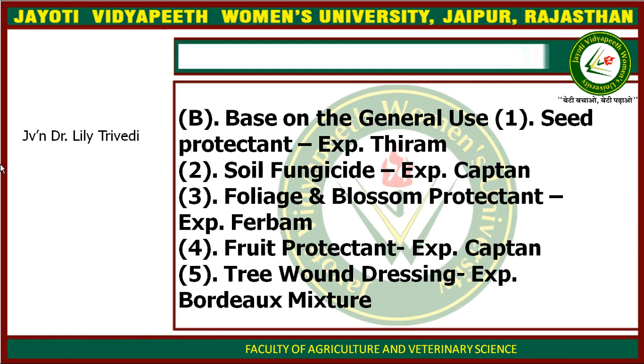Then they are classified on the basis of general use. Seed protectants. Example, thiram. Soil fungicide, Captan. Foliage and blossom protectant. Example, Ferbam. Fruit protectant, Captan. And tree wound dressing, that is the Bordeaux mixture.